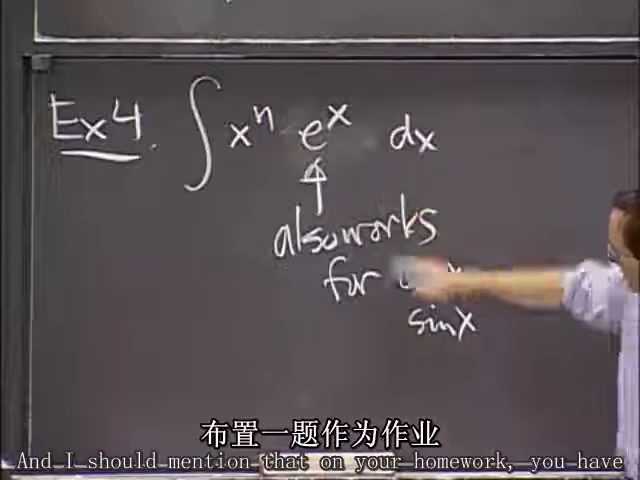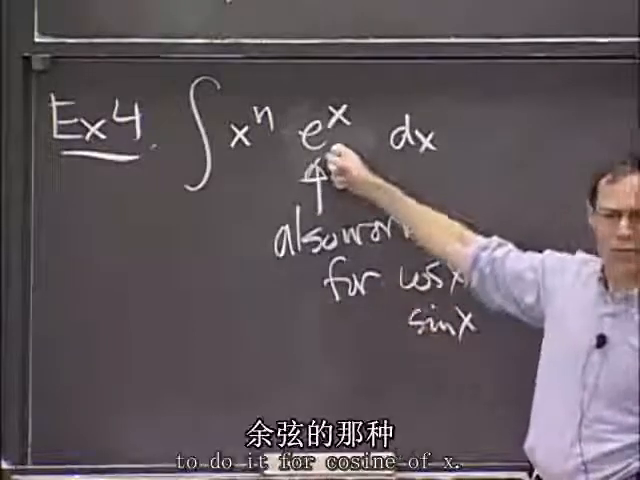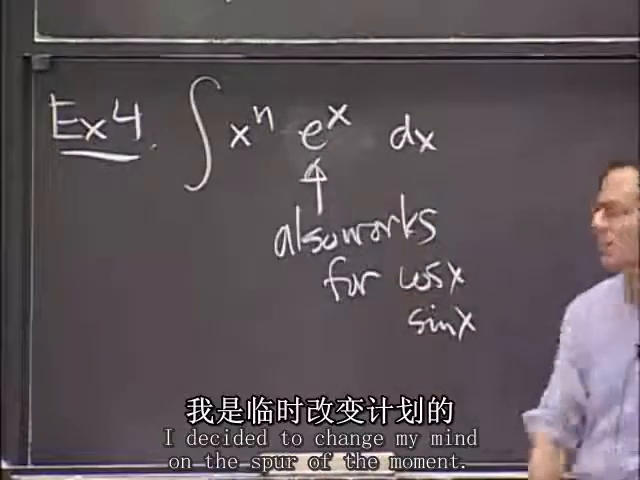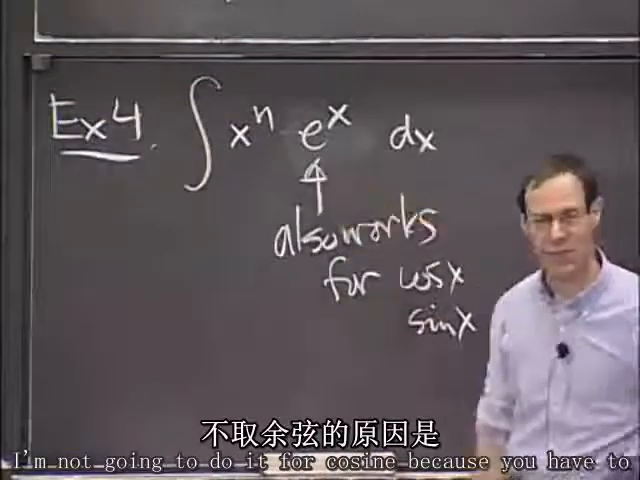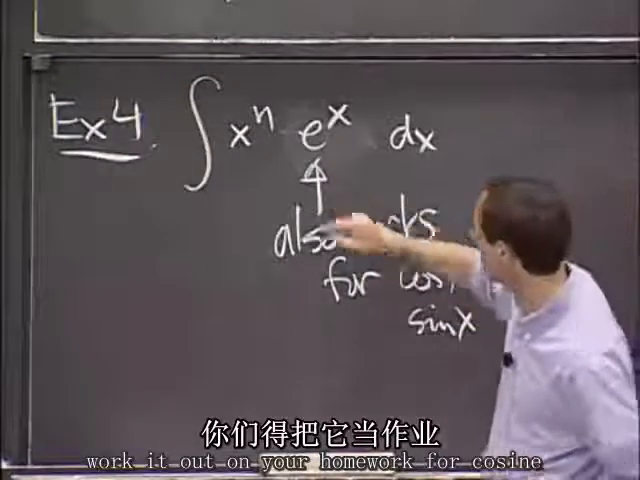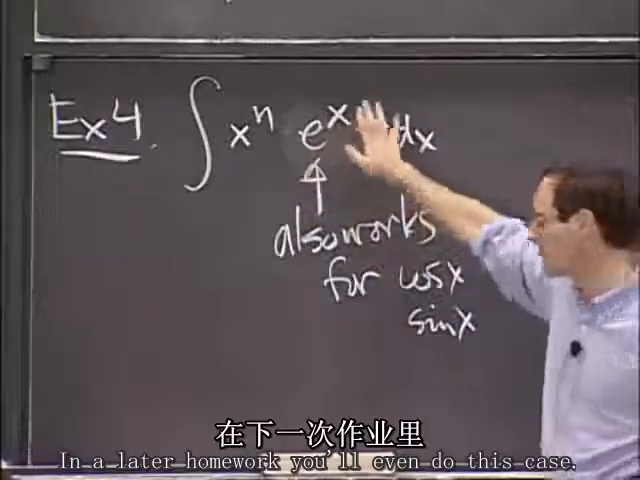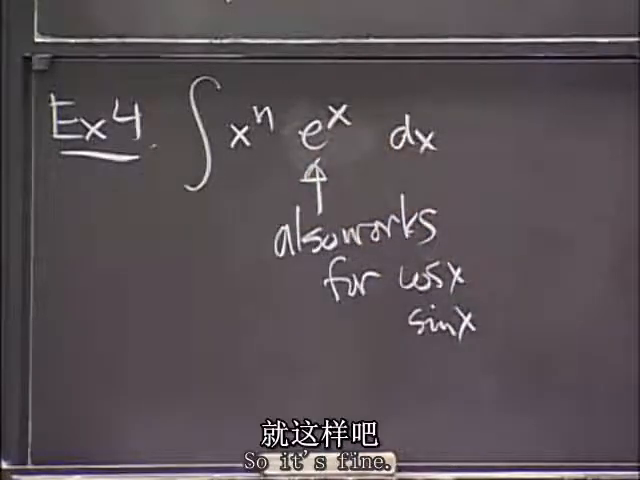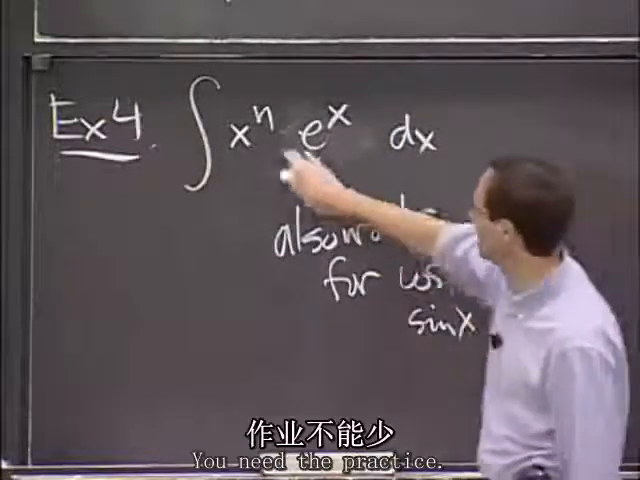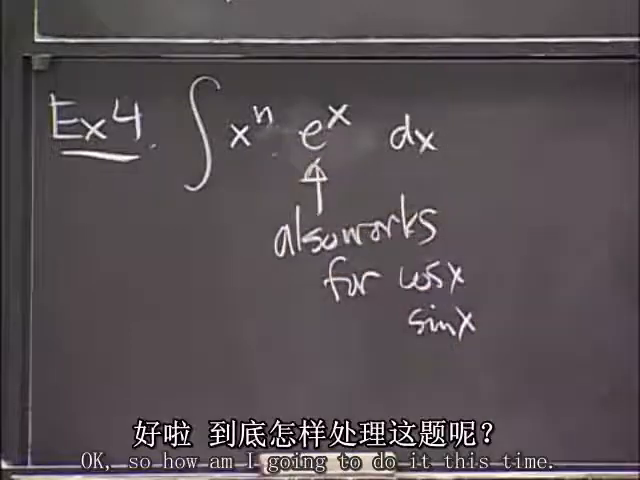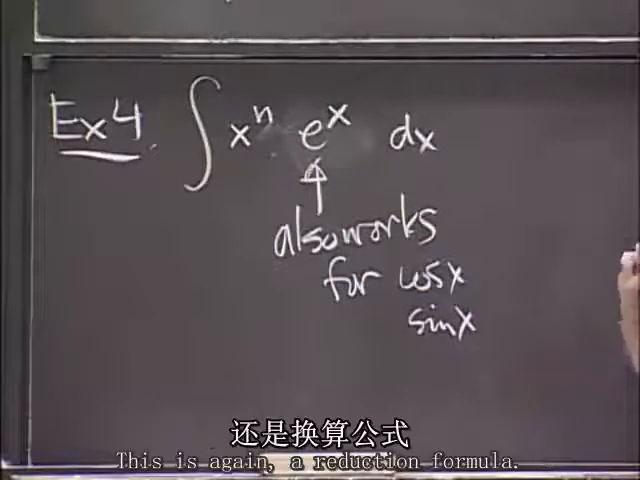And I should mention that on your homework, you have to do it for cosine of x. I changed my mind on the spur of the moment. I'm not going to do it for cosine because you have to work it out on your homework. And in a later homework, you'll even do this case. So it's fine, you need the practice. OK, so how am I going to do it this time? This is, again, a reduction formula.